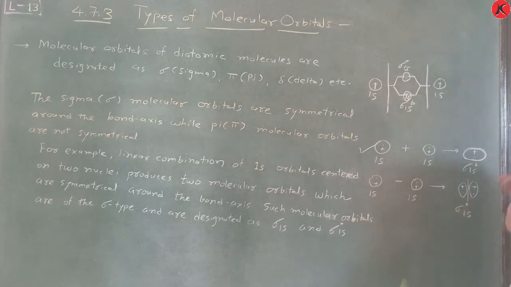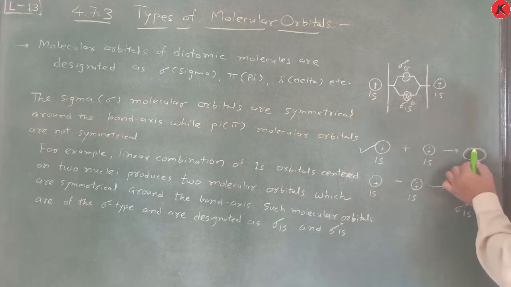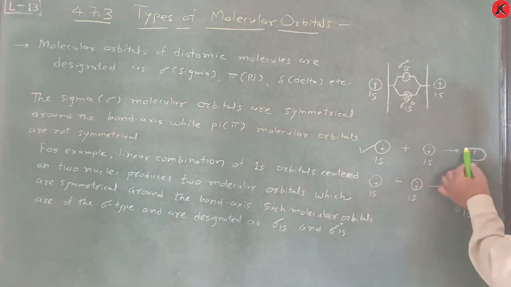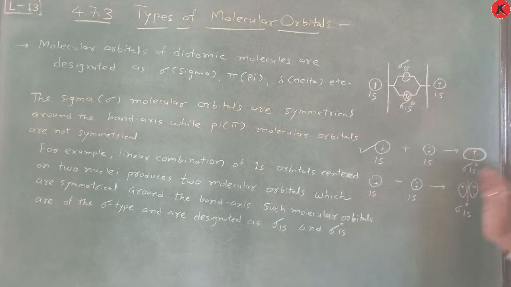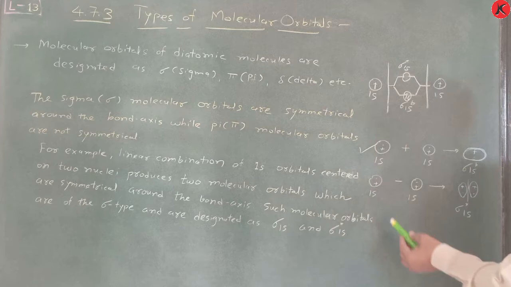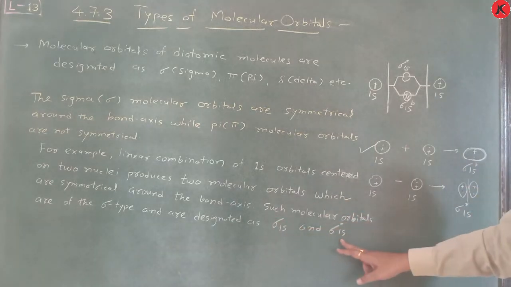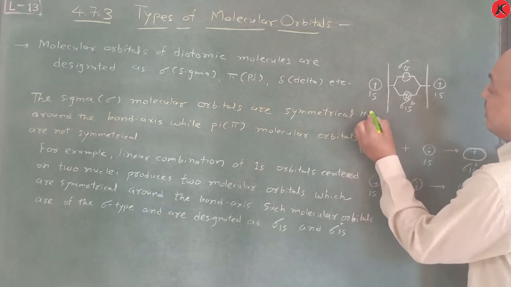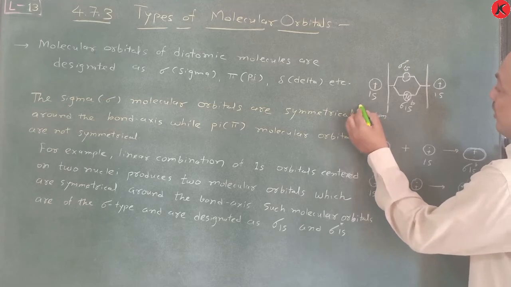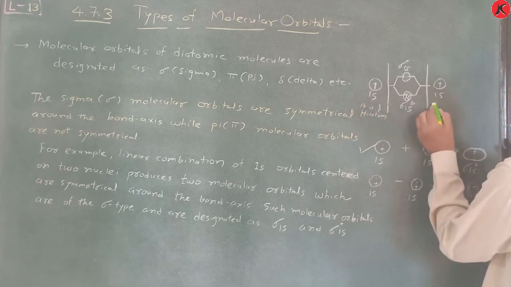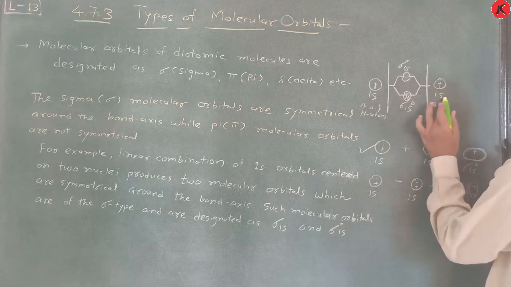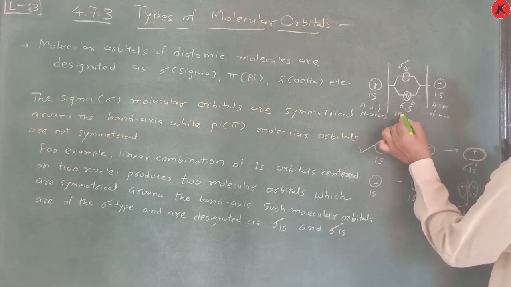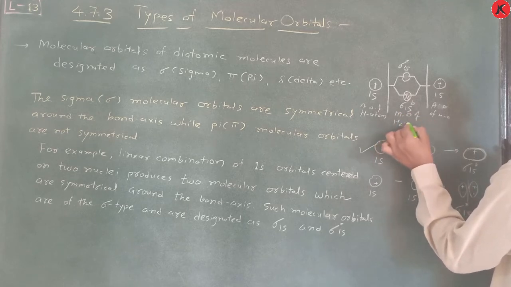Two nuclei produce two molecular orbitals which are symmetrical around the bond axis. Such molecular orbitals are of the sigma type and are designated as sigma 1s and sigma star 1s. This is the atomic orbitals of the hydrogen atom, and this is the molecular orbital of the H2 molecule.